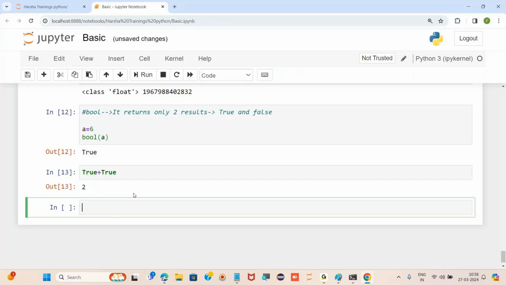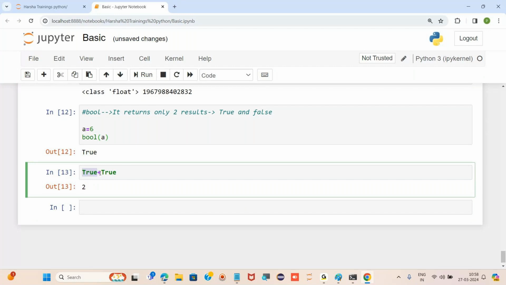Fine. Okay, not an issue. True means it is taking true as 1. Means also we can call true as 1 and false as 0. That's why in binary we are working with zeros and ones, right? So boolean comes under that only. 1 is nothing but true, 0 is nothing but false, right?